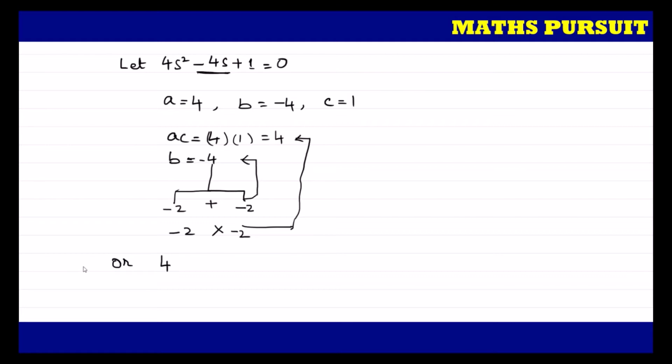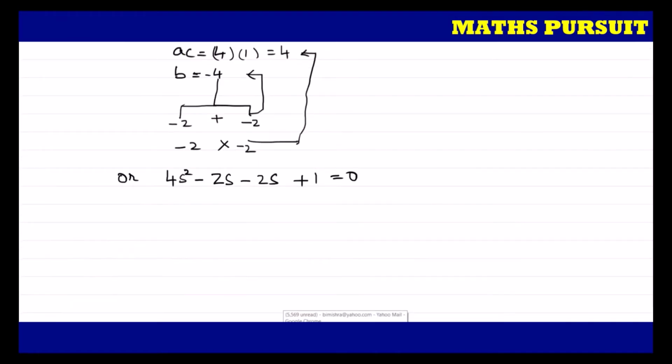I can write 4s to the power 2 minus 2s minus 2s plus 1 is equal to 0. I segregated this 4s as minus 2s minus 2s, which means if I add, I am still getting minus 4s. In the next line, here we have 4s to the power 2 and here we have 2s.